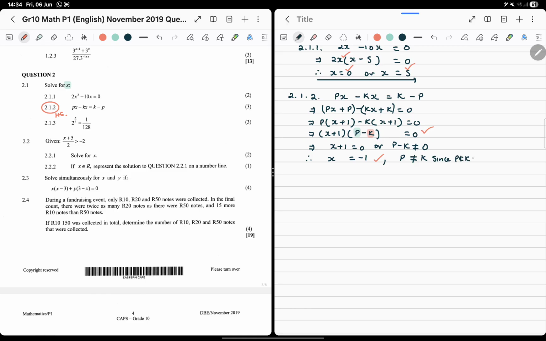Since p and k are constants. This is not a very simple question to solve. It's easy to botch it, but the question is, for us to be able to solve for x, p must not be equal to k. Because if they are equal, we will have a problem. Even if you think about it, if p is 1, k is 1, x disappears already. And when x disappears, we can't solve for x, essentially.